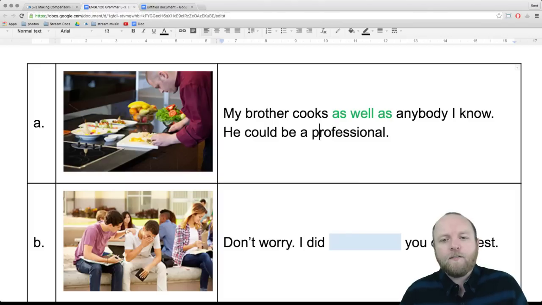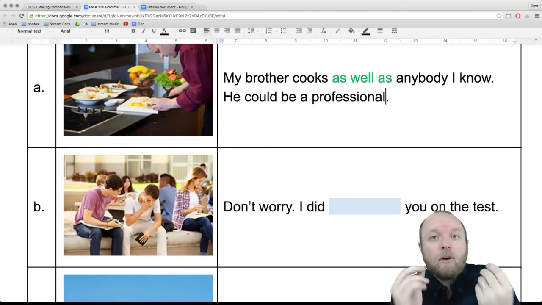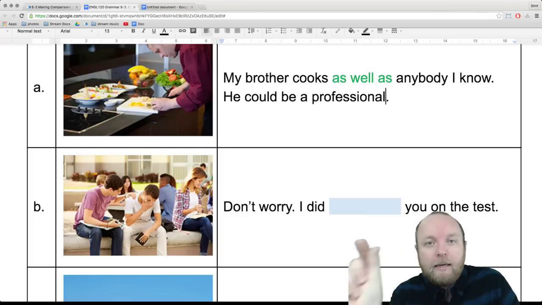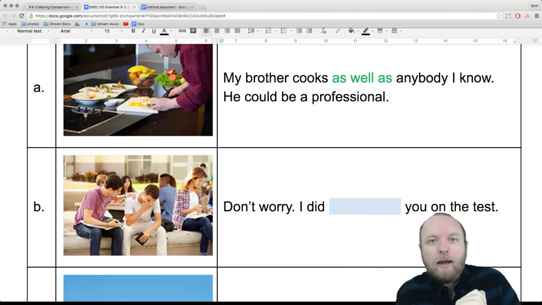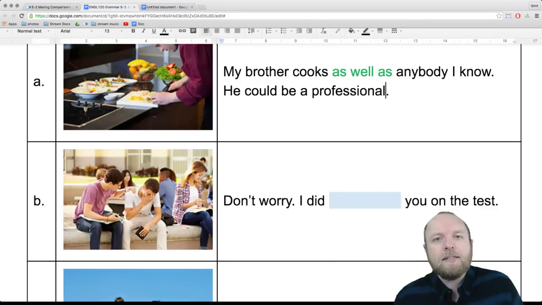So look, guys, the first example, cook. Cook is a verb. It's a normal verb. So do we use an adjective or an adverb? We need an adverb. So well. Okay, what about be? In the comments, please type your answer, and then we can talk about it. Don't worry. I did. Okay, did, is it a linking verb? No. So we need an adverb.